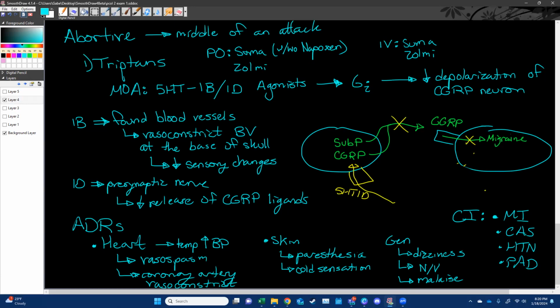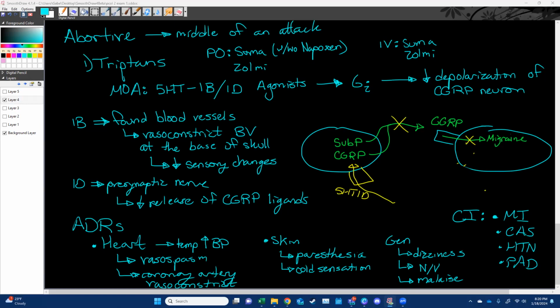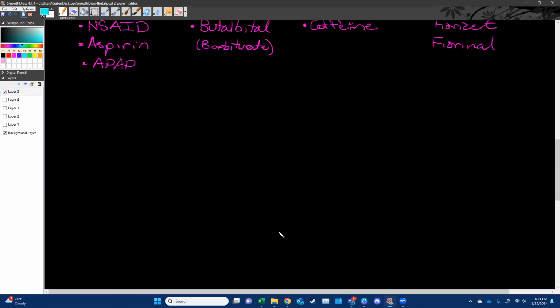But I definitely know that with sumatriptan and zolmitriptan, you can go from PO to IV. Why might we do IV abortive therapy? Why might someone need IV therapy? Yeah, super severe, especially if they're vomiting. They're not going to be able to take something orally. So we'll do IV therapy.